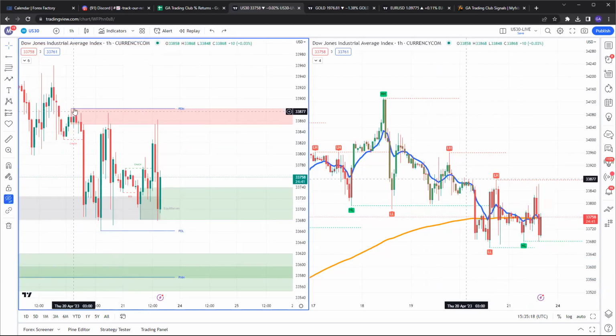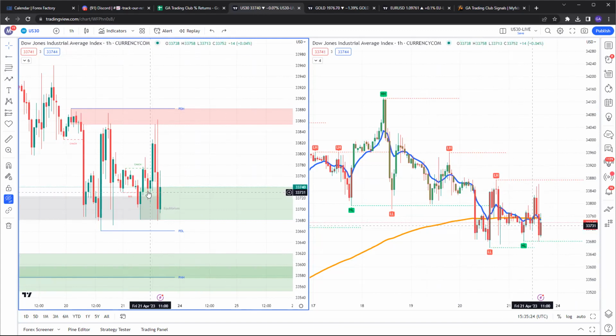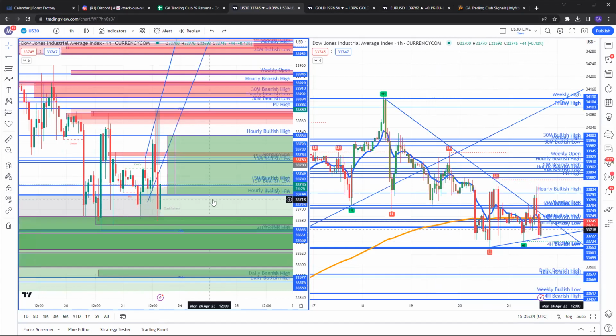But ideally here, what I would have here is an hourly bearish high and hourly bearish low on this supply zone. Same thing here. I would have an hourly bullish high here and hourly bullish low here. And you can see this hourly bullish high and low ideally pretty much aligns with the hourly bullish high and low we have.